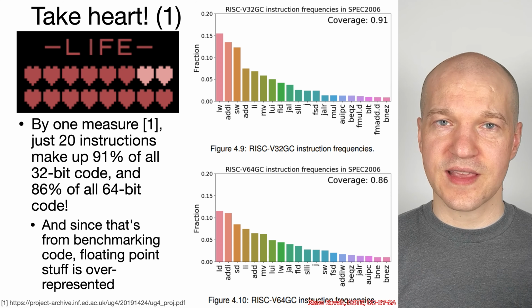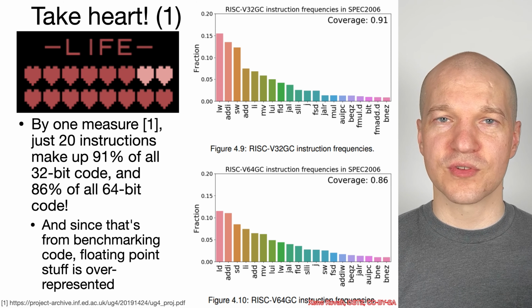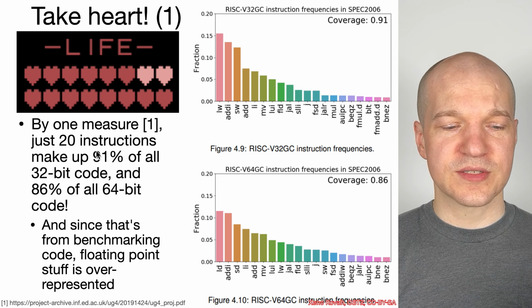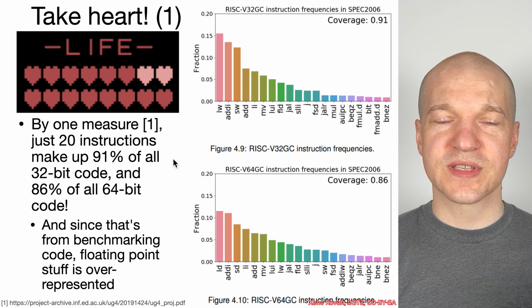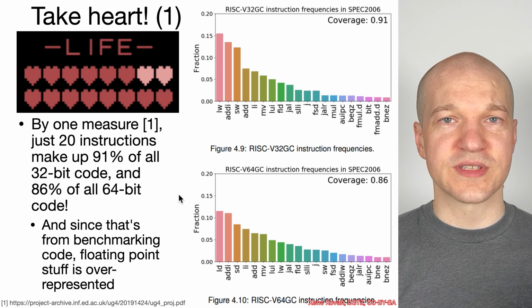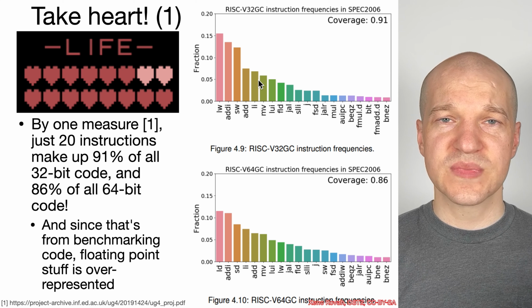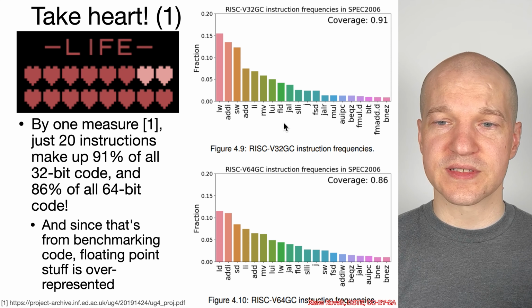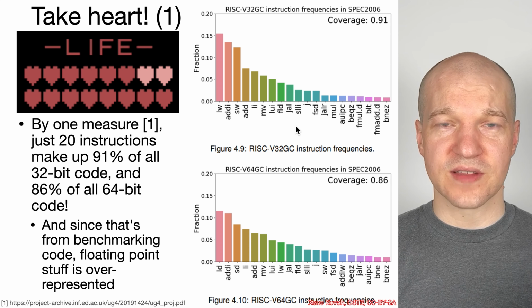But I want you to take heart. There's actually not that many assembly instructions that you really need to know in order to understand the majority of code that's out there. By one estimation, which I've cited here at the bottom of the page, just 20 instructions make up 91% of the code for 32-bit RISC-V and 86% of the code for 64-bit. And indeed, because they did this statistical gathering over the SPEC 2006 benchmarking programs, this actually is overrepresenting some things like floating point that we don't cover in this class. It's showing up here as one of the most frequent things, but that's just because these are benchmarking tools.